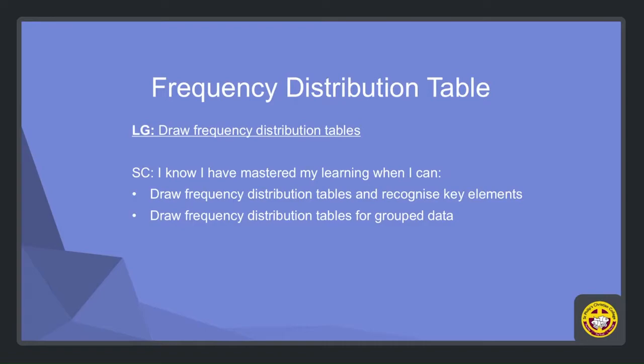Now, you should have seen these in stage 4, but we're just going to refresh them so we recognize key elements of the tables and make sure we know how they work. But something that we're introducing that I think will be new in stage 5 is frequency distribution tables that cover grouped data.